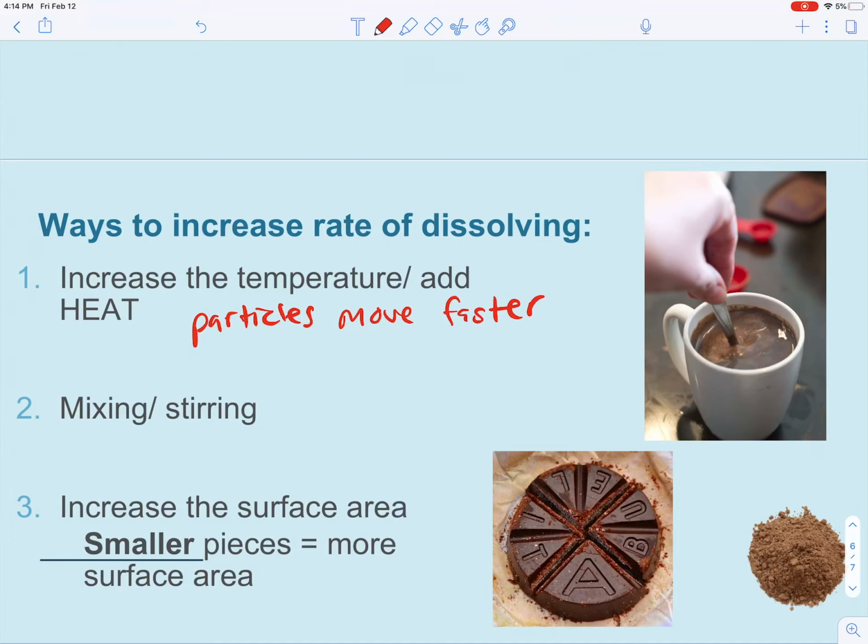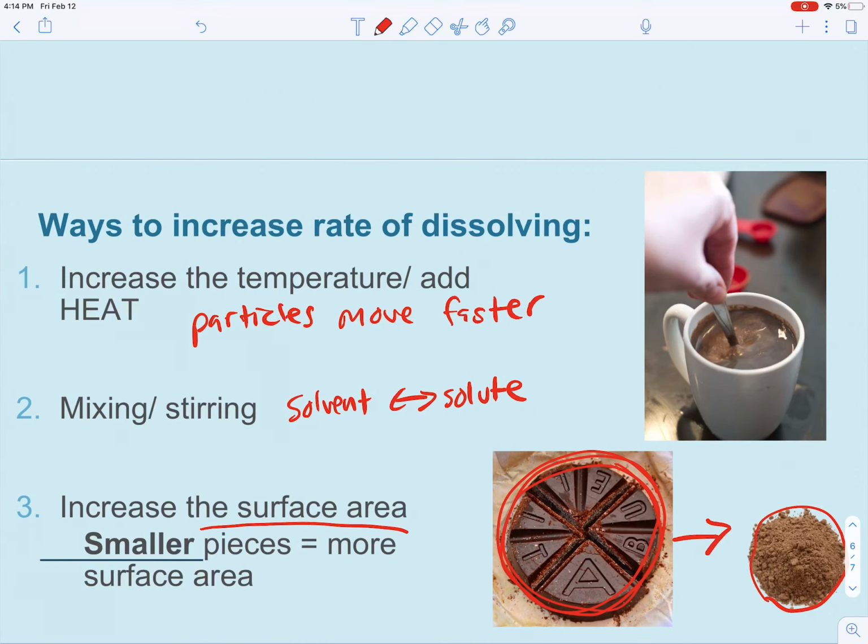Mixing and stirring, same thing. It's all about making the solvent and solute interact with one another. By mixing and stirring, we get a lot more of those interactions. Lastly, we can increase the surface area. What that means is if you have smaller pieces, it's easier to dissolve something. It actually has greater surface area when you break something up. Compared to this big chunky hot chocolate here, this would take a lot longer to dissolve compared to its powdered form, which we have here. That's what we call increasing the surface area.